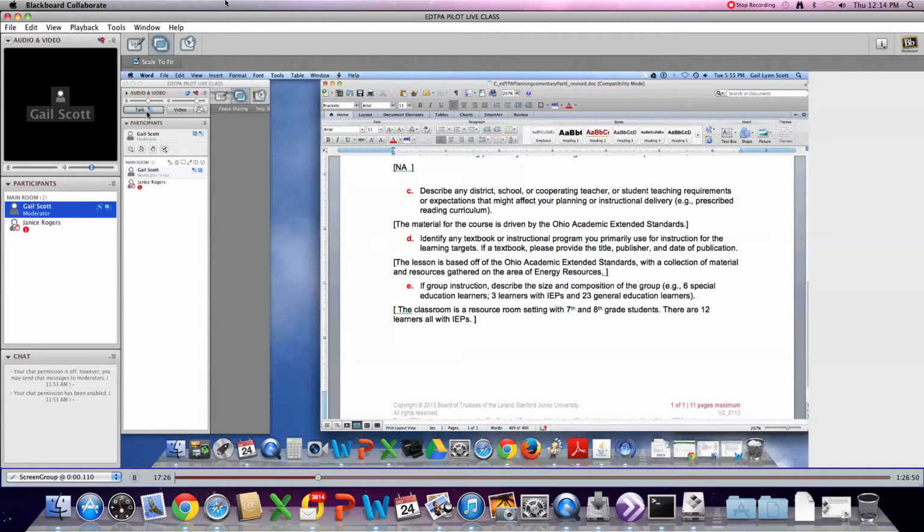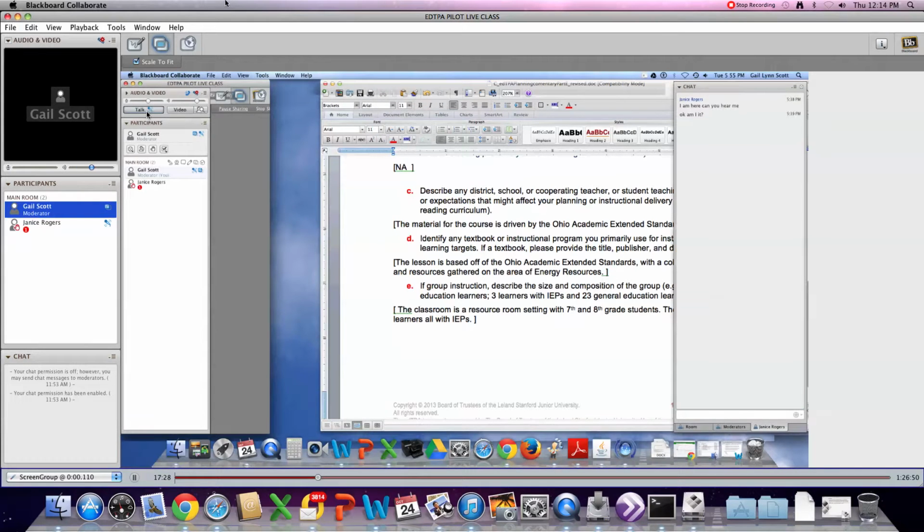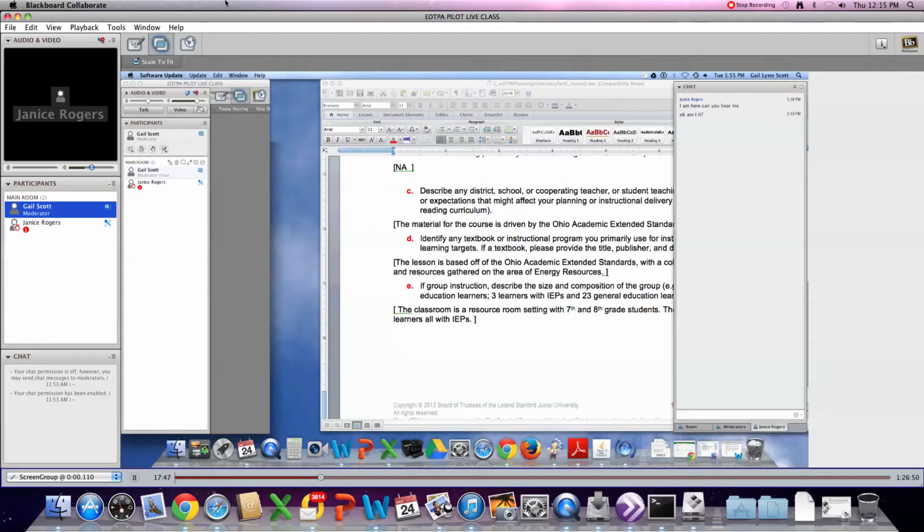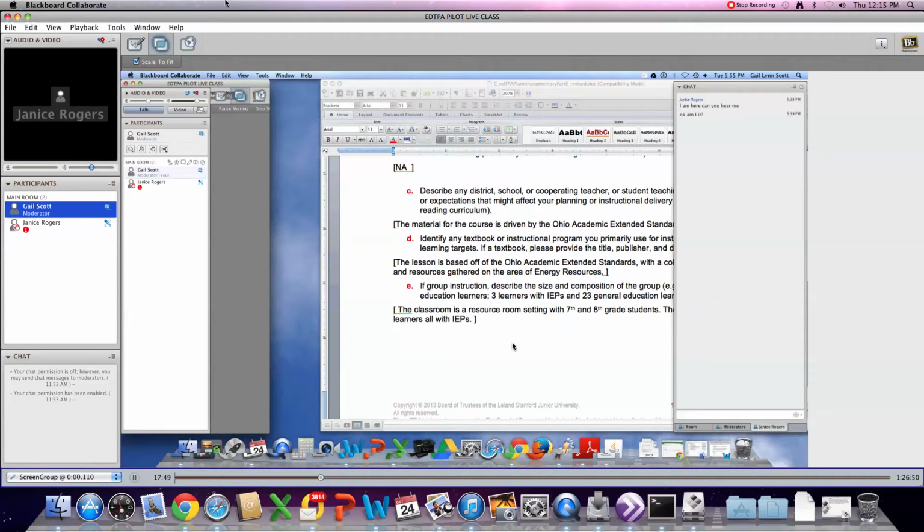Okay, go ahead, Janet. On the template you sent us, I printed it off so I knew what I would have to type in and I could really think about it and get myself together before I typed on it. But like all this part, here where it says the lesson is based on the Ohio Academic Extended Standards, and the classroom is a resource room setting with 7th or 8th grade students. None of that is on mine. Have I got the right one?